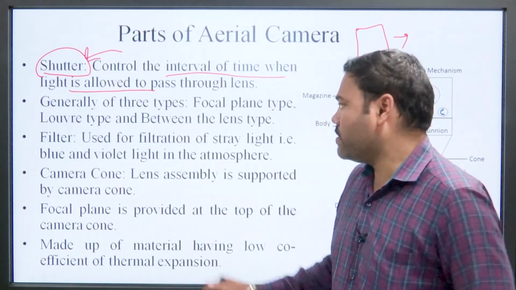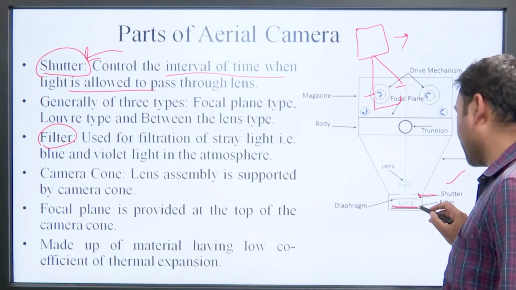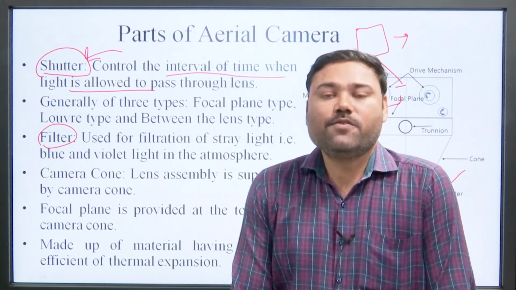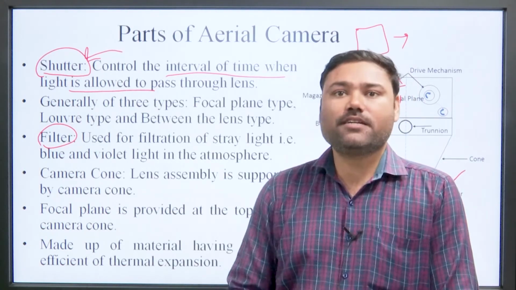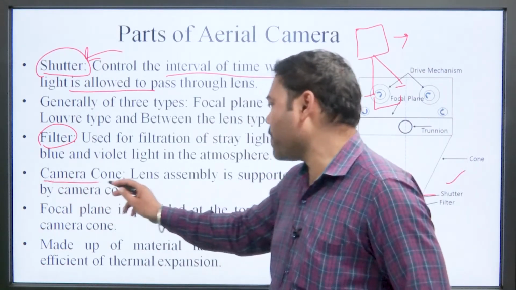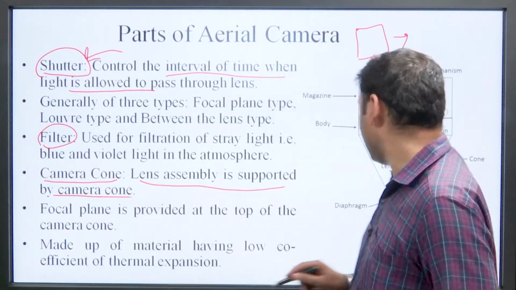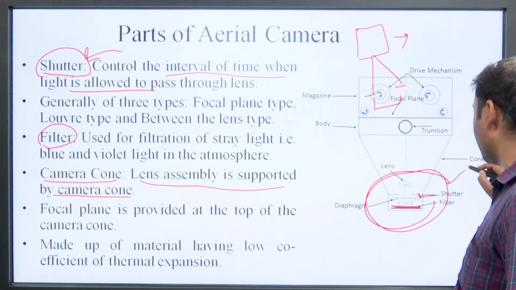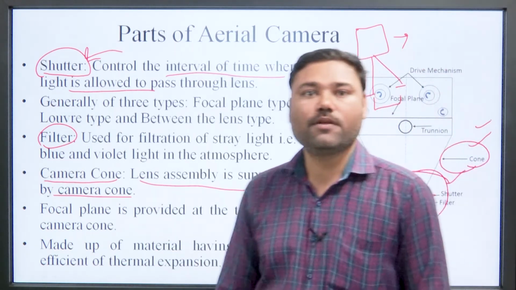Talking about the filter, it is generally at the bottom of the camera. The filter is used for filtration of stray light, that is blue and violet light present in the atmosphere. Talking about the camera cone, the lens assembly is supported by a camera cone. All these parts are basically supported by this cone, known as the camera cone.